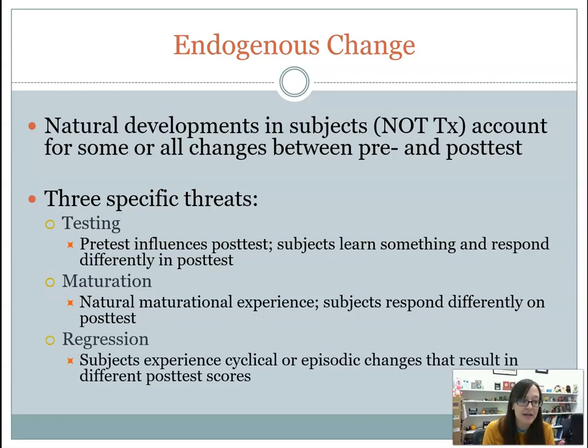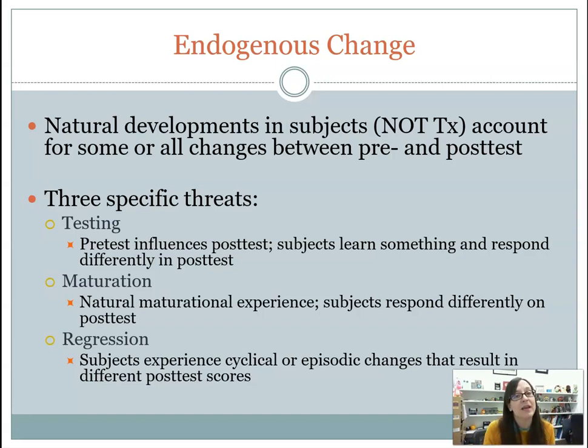And then regression is another one. This is where you have what we call regression to the mean, that if over time you do enough testing, people are naturally going to regress to whatever the normal is in a group. And so people are going to look like they're changing and being different, but it's really just natural regression.